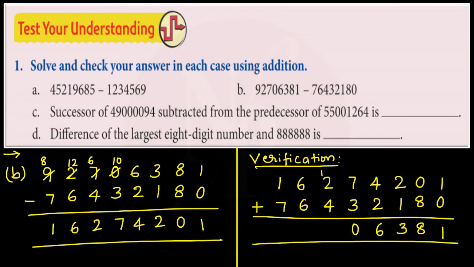2 plus 1 is 3. 4 plus 3 is 7. 6 plus 6 is 12. 1 is carried forward. 1 plus 1 is 2. 2 plus 7 is 9.